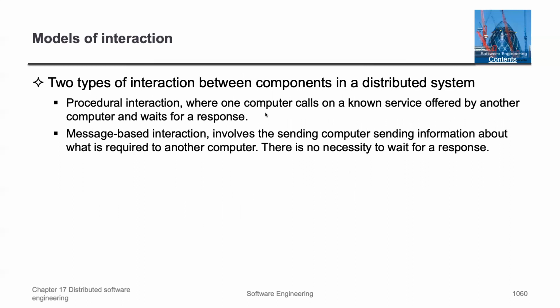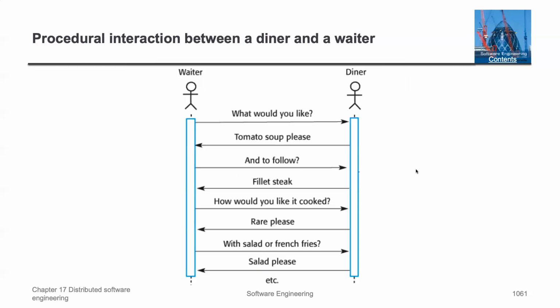Procedural interaction is where one computer calls on a known service offered by another computer and waits for a response. For message-based interaction, this involves the sending computer sending information about what is required to another computer. There is no necessity to wait for a response.